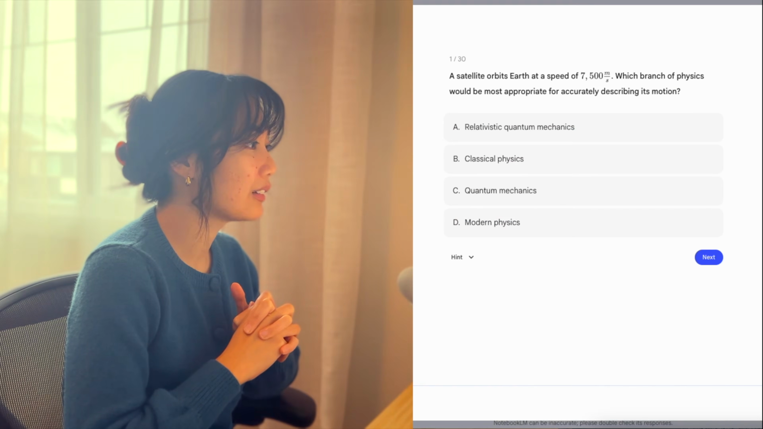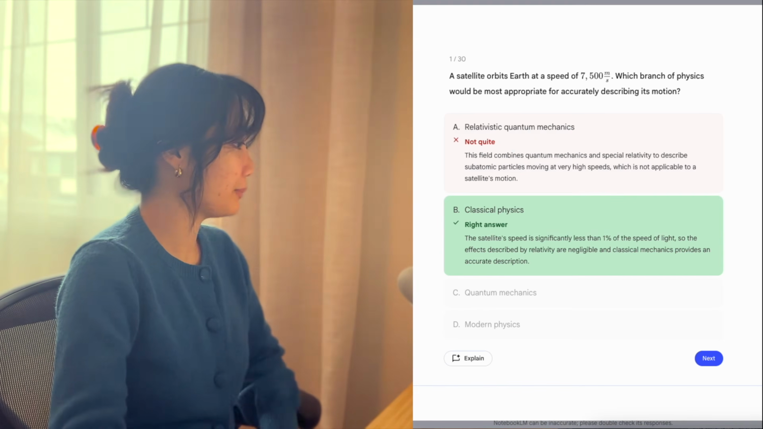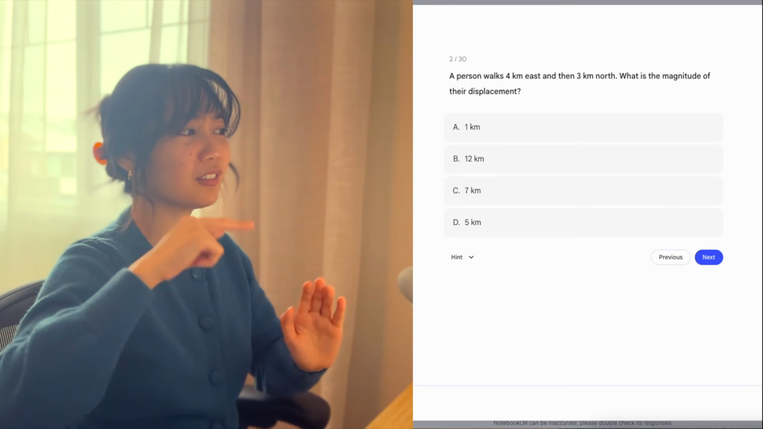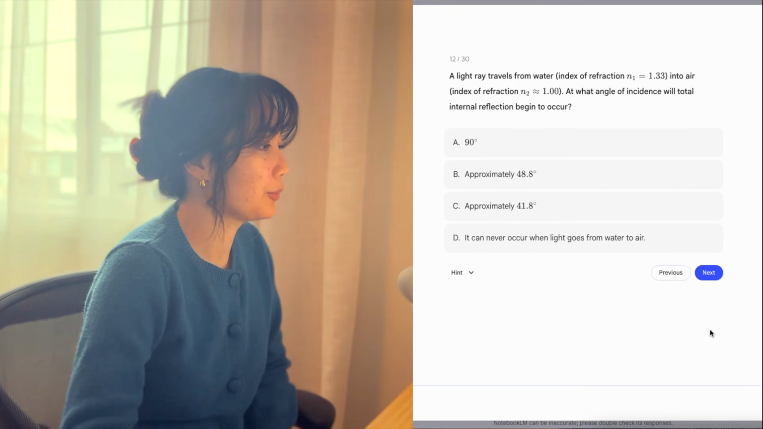Satellite orbit. A. Displacement. The hypotenuse? D. Yeah, okay, I got it. Newton's third law. I don't remember anything.